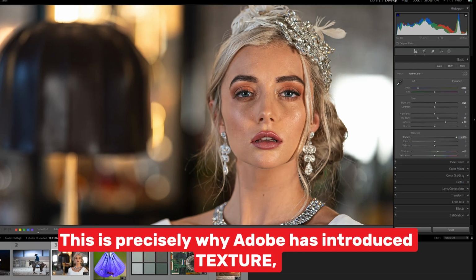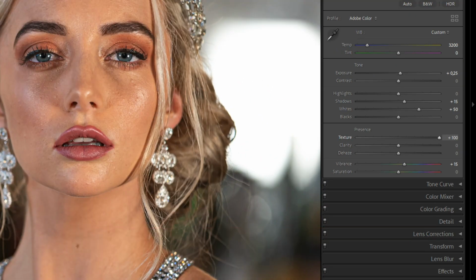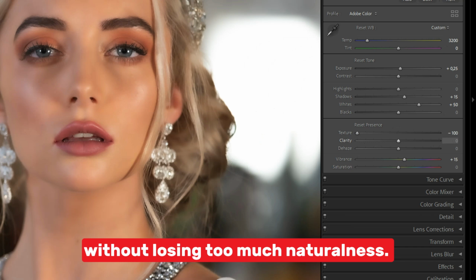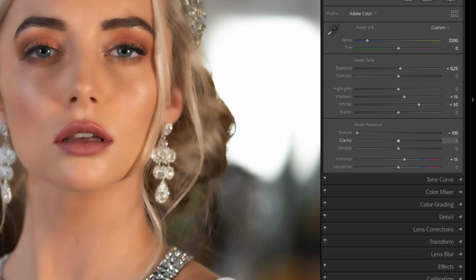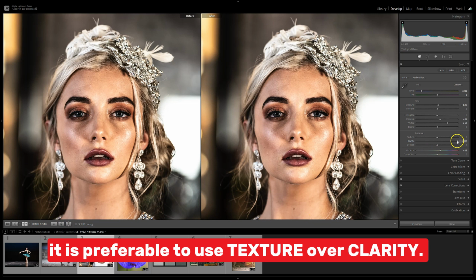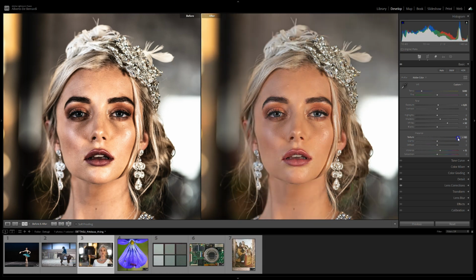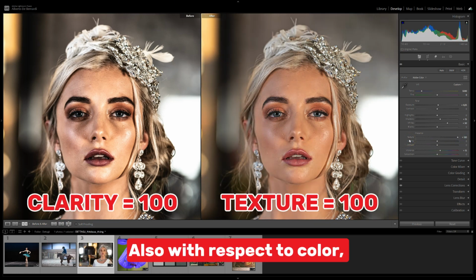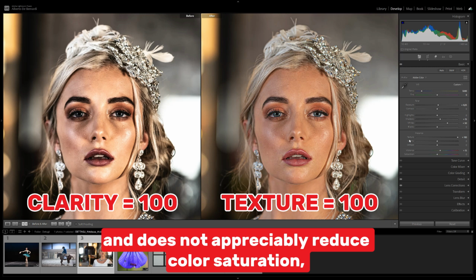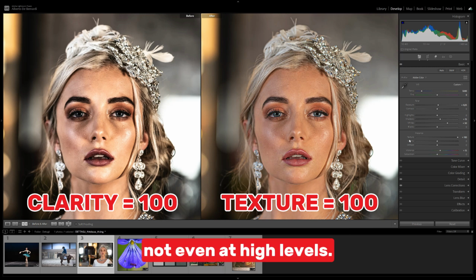This is precisely why Adobe has introduced texture, a less invasive control that can be used more casually to make the skin uniform without losing too much naturalness. Especially in portrait photography, it is preferable to use texture over clarity. Also with respect to color, texture is less invasive than clarity and does not appreciably reduce color saturation, not even at high levels.